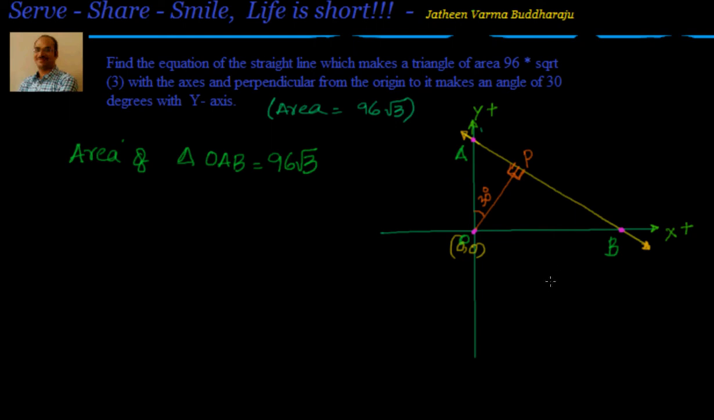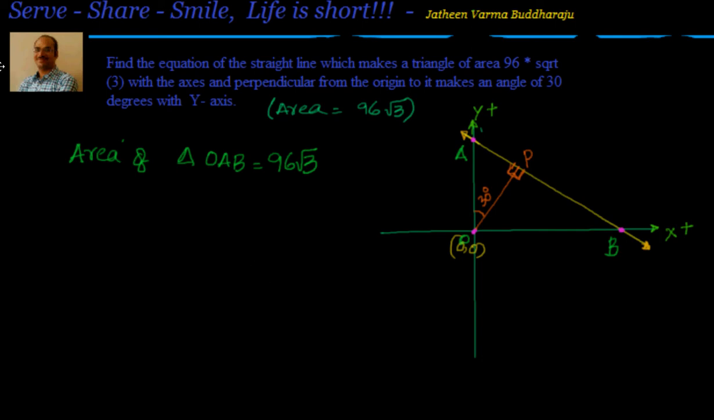We have to find out the equation of the straight line. Why are we going for normal form? Because we use normal form whenever we have been given the angle made by the perpendicular of the line with either the x-axis or y-axis, and if we know the perpendicular distance from origin to the line, then we will use the normal form.